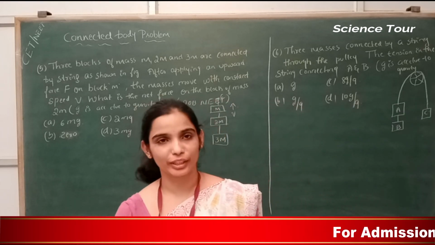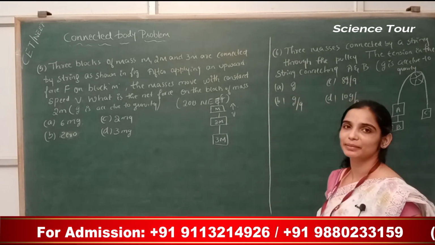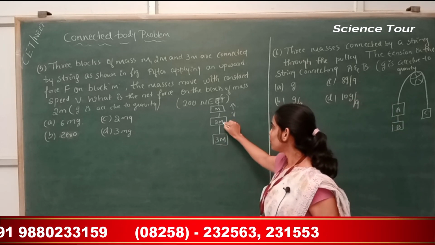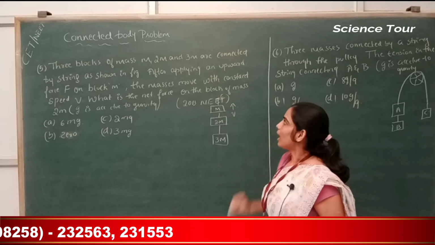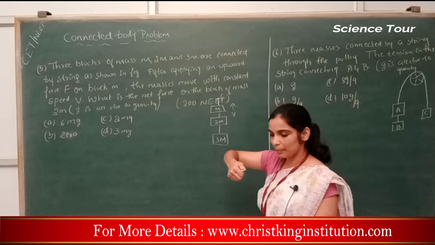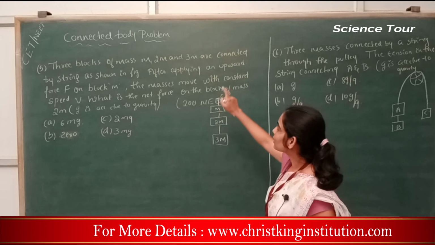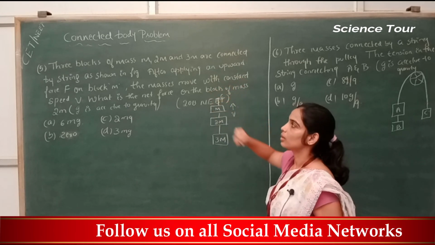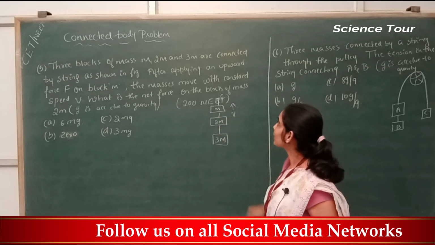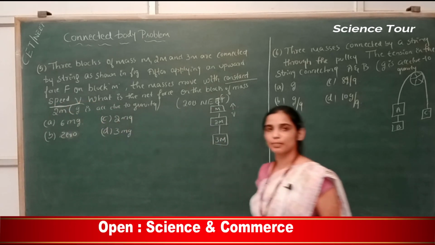Let's move to the next problem. 3 blocks of mass m, 2m and 3m are connected by string as shown in the figure. This is how they have connected 3m, 2m and m. After applying an upward force F, upward force is applied. See, 3 masses are connected and you just lift it. After applying an upward force F on the block m on the top, the masses move with constant speed.